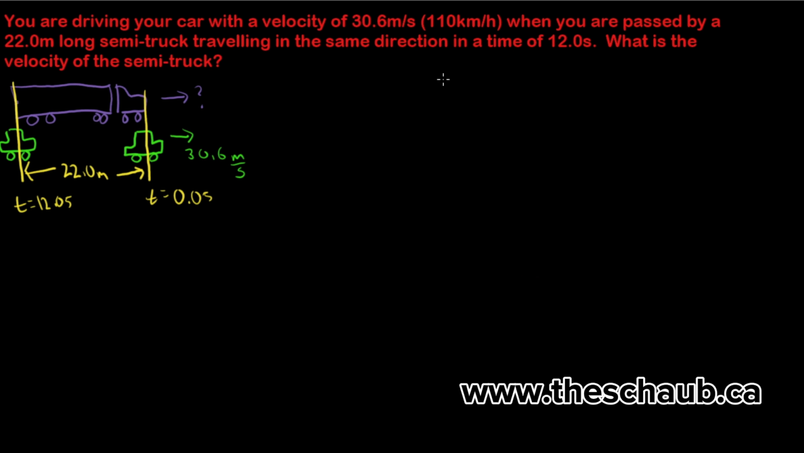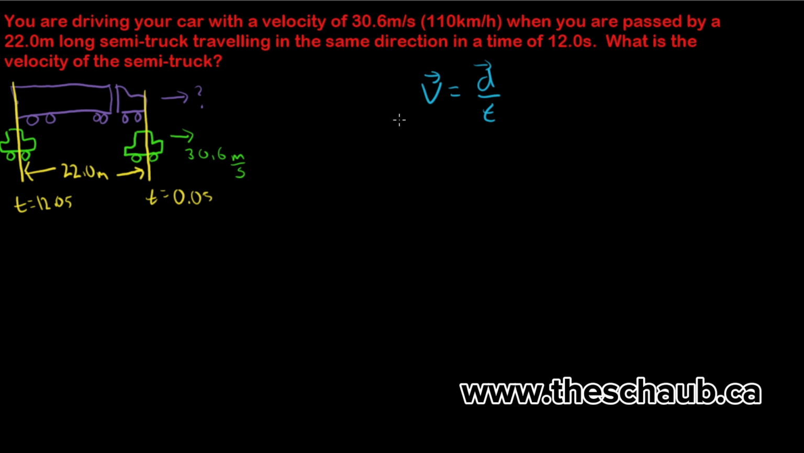We solve this question using the velocity equation. Velocity is equal to displacement over time. Because the semi is going a little bit faster than you in the car, this means the semi is going to travel a little bit further in the same amount of time.